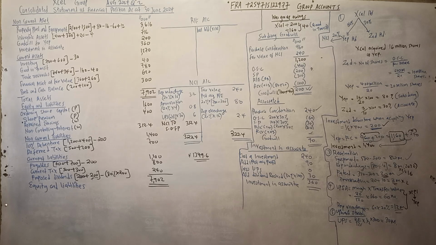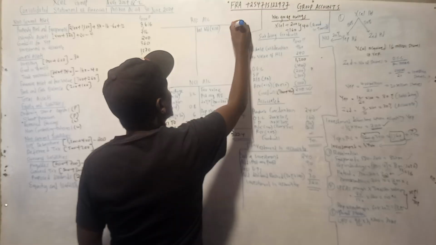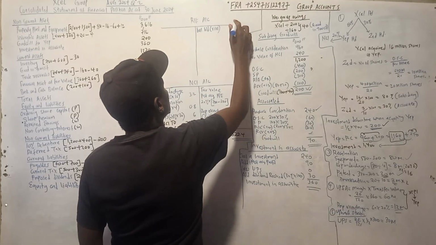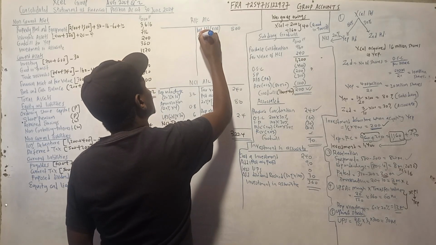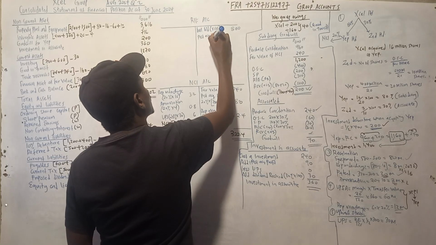Is 1000. Where is it? Retained earnings. It is 800. Then post acquisition profit.